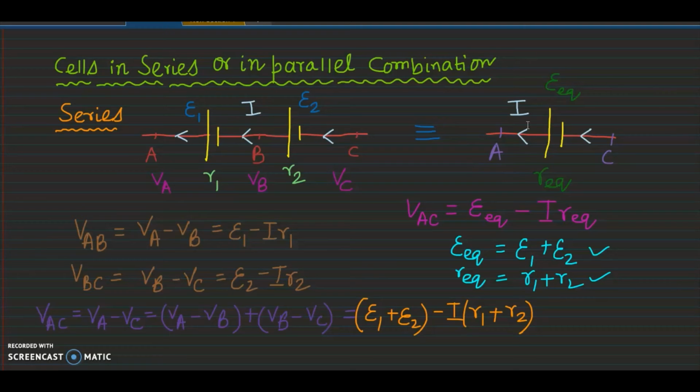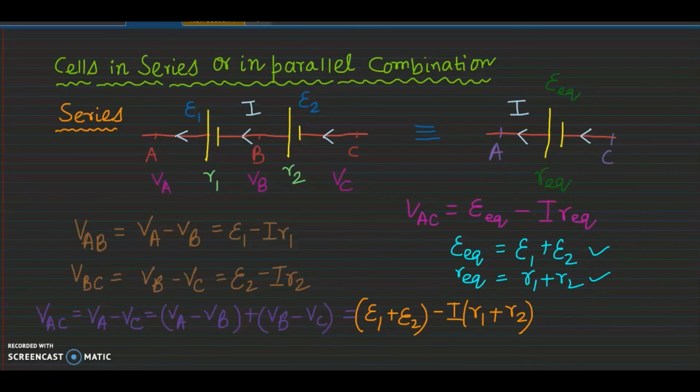Now this is the equivalent circuit for the series combination of the two cells. This epsilon equivalent is the equivalent EMF, and R equivalent is the equivalent internal resistance of the two cells connected in series. So we can write VAC is equal to epsilon equivalent minus I times R equivalent. If we compare the two expressions for VAC, we can see that epsilon equivalent becomes epsilon 1 plus epsilon 2 and R equivalent is equal to R1 plus R2. So the equivalent EMF is the sum of the individual EMFs and the internal resistances also add up.